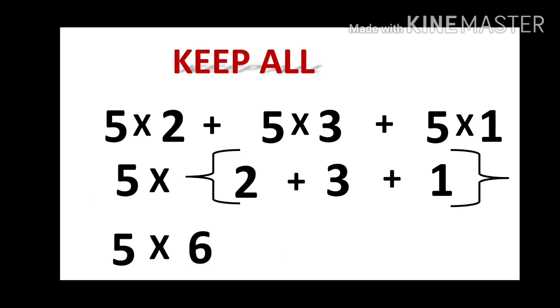So that becomes now 5 into 6. So 2, 3 and 1 becomes 6. So 5, 6 are 30. This is the keep all rule. So what you have to do? Whatever is common in all the three things. So 5 is common here. So we are just keeping it outside and the rest all we are keeping inside the brackets. And here, as addition is being used, we are adding the numbers inside the brackets. So this is the keep all rule.